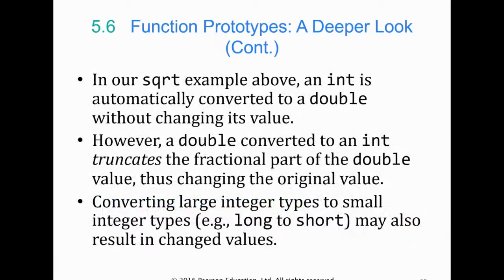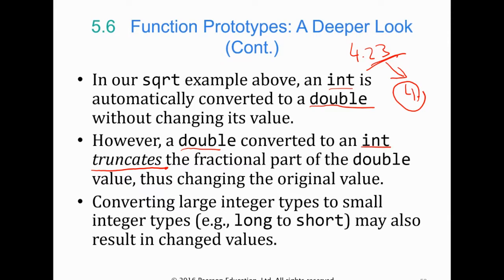Okay. So in the sqrt example, the int was automatically converted to a double without changing its value. However, if we try to convert a double into an int, that truncates the fractional part, right? So it gets rid of the fractional part. If we have a number 4.23 and we try to convert it into an int, it will get rid of this part. This part will be eliminated. You just have 4, and again, depending on what you're trying to do, that may or may not cause problems for you, right?